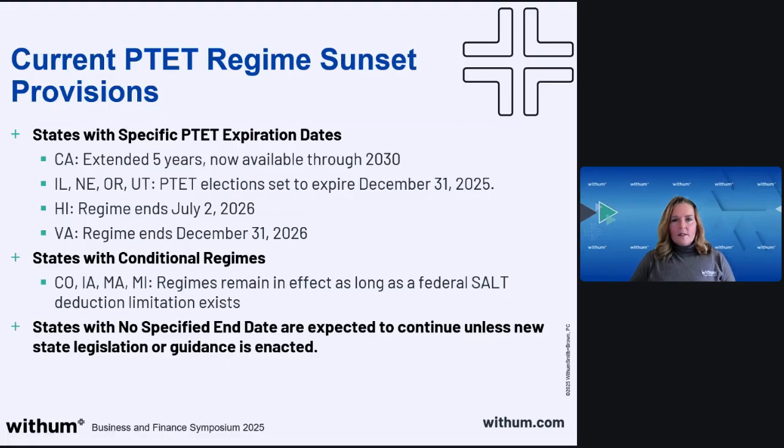In a number of states, the PTET regime is scheduled to sunset. California just recently passed an extension for 5 years, so it's now available through 2030. But there's a handful of states where it's set to expire December 31st of this year. For the 4 states listed there, their legislature either needs to re-up and extend, or those states will no longer be able to make that election. So let's move on to the next.